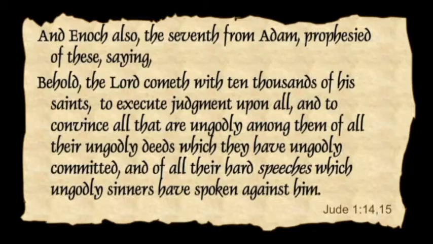So in Jude 14 and 15, it may surprise you to take a look at this. "And Enoch also, seventh from Adam, prophesied of these saying, 'Behold, the Lord cometh with 10,000s of his saints to execute judgment upon all, and to convince all that are ungodly among them of all their ungodly deeds which they have ungodly committed, and of all their hard speeches which ungodly sinners have spoken against him.'" It strikes us that they have a vocabulary problem. The word ungodly is used there, what, three or four times.